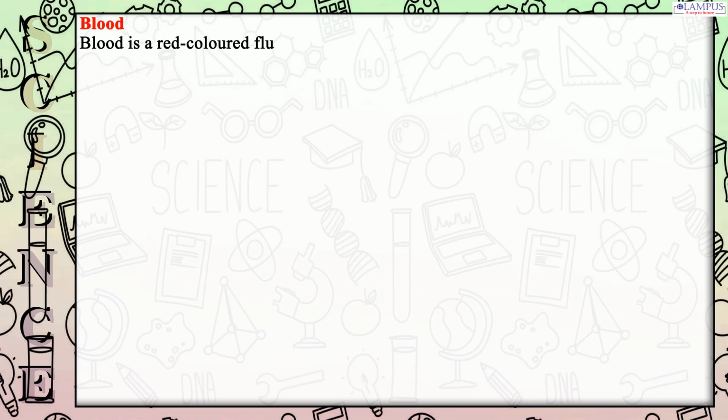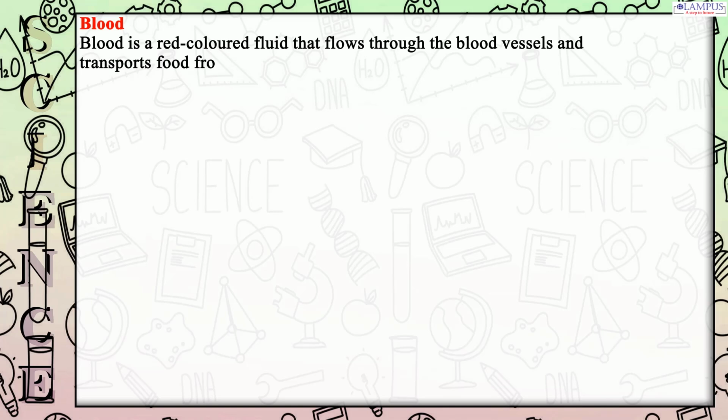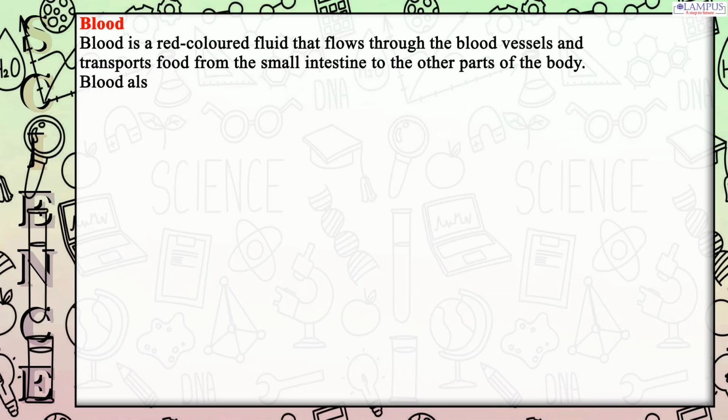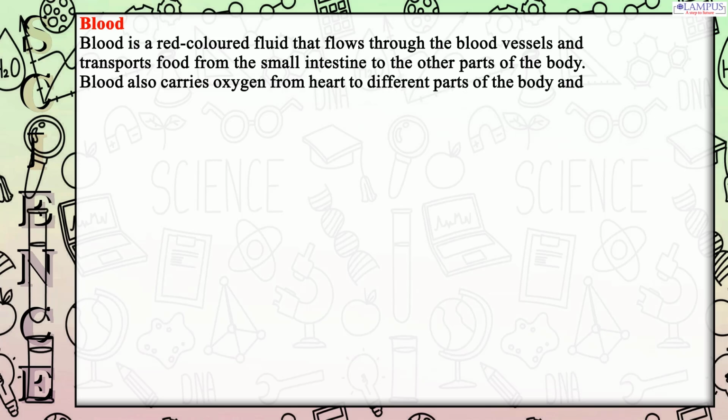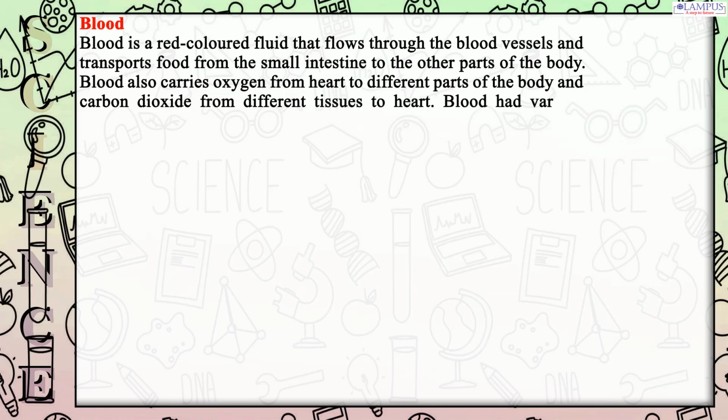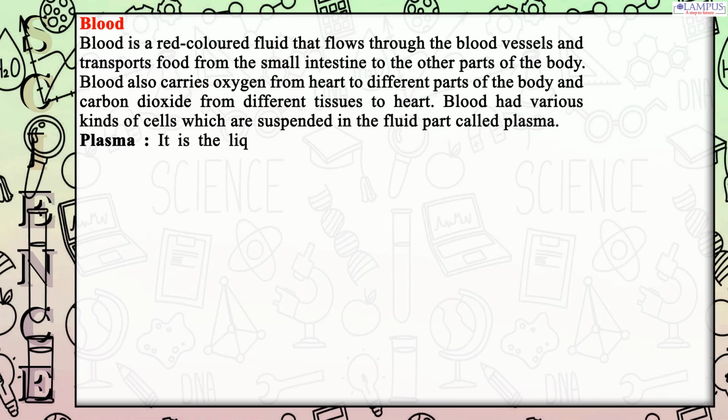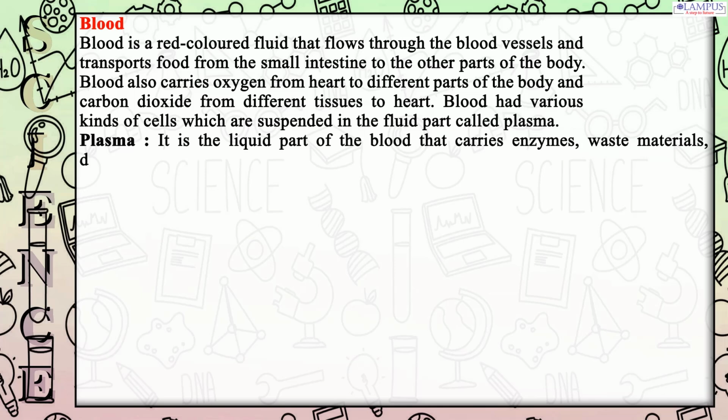Blood. Blood is a red-colored fluid that flows through the blood vessels and transports food from the small intestine to the other parts of the body. Blood also carries oxygen from heart to different parts of the body and carbon dioxide from different tissues to heart. Blood has various kinds of cells which are suspended in the fluid part called plasma. Plasma. It is the liquid part of the blood that carries enzymes, waste materials, digested food etc. from one part of the body to another.